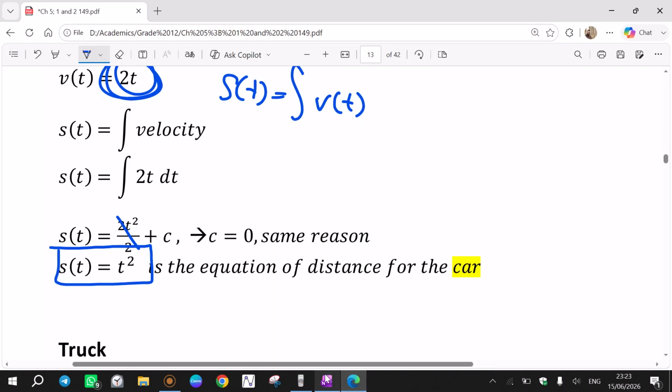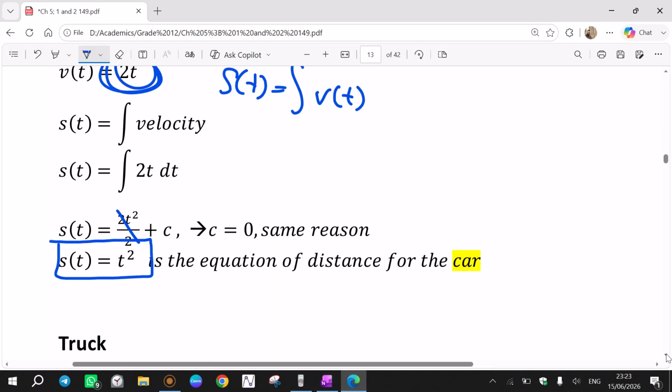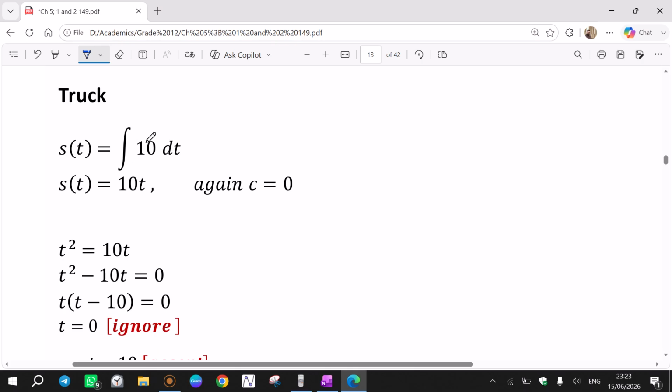And this t squared will be equalized to s of t of the truck. For the truck, velocity is given, so by taking one integral, we will get s of t. Velocity of the truck was 10. Integral of 10 is 10t. C is equal to 0 again.